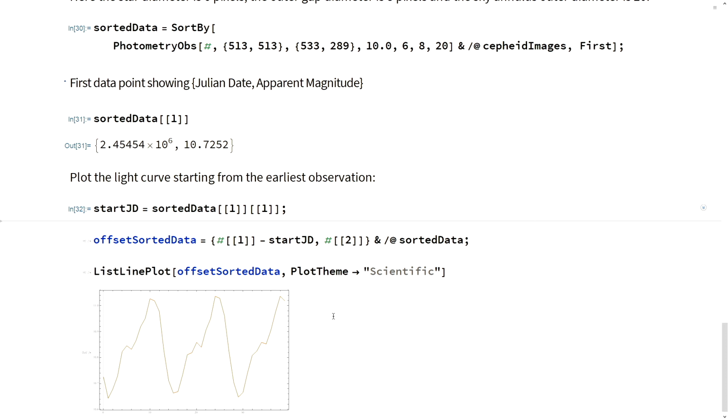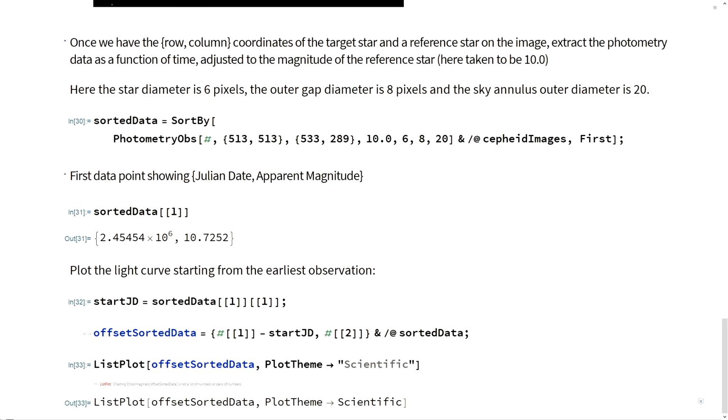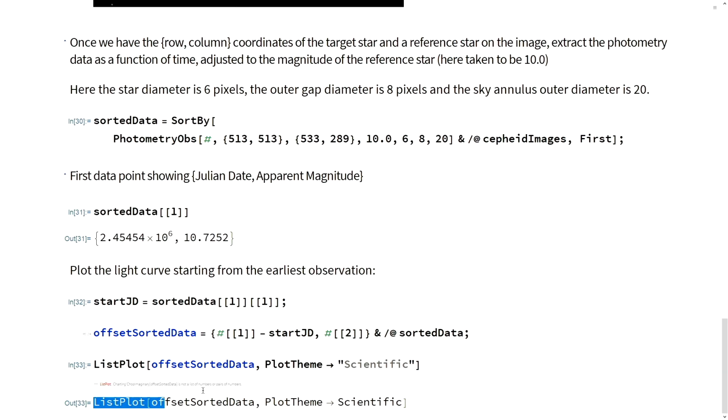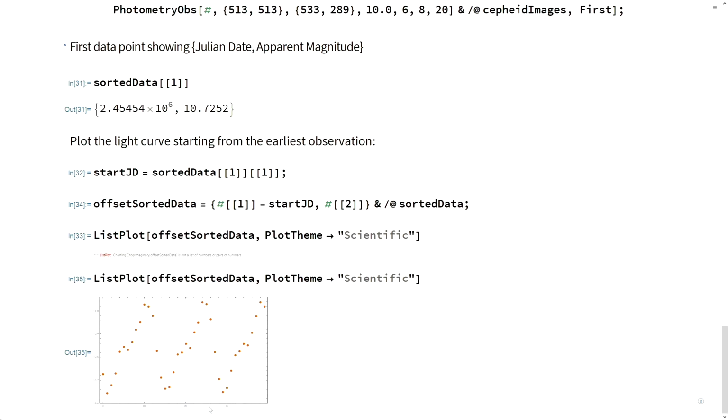This is ListLinePlot. So instead of ListLinePlot, I can do just a ListPlot, and let's see what that looks like. Yeah. So that's our data without the lines. It's a little harder to see the pattern there, but that's why I used ListLinePlot.